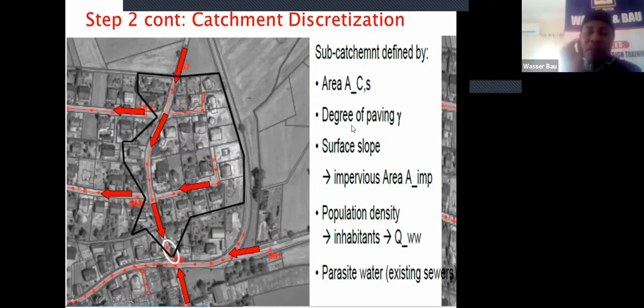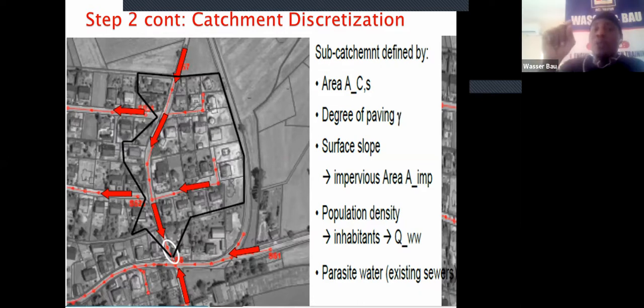What we are interested in with paving is that it is only the rain from the paved area that contributes to runoff. When I say paved, I'm talking about the impervious area. So when you see impervious, you see paved. It's the same thing. Impervious means something cannot penetrate. Then you talk about the surface slope. These are the characteristics of catchment that you need to take into account.